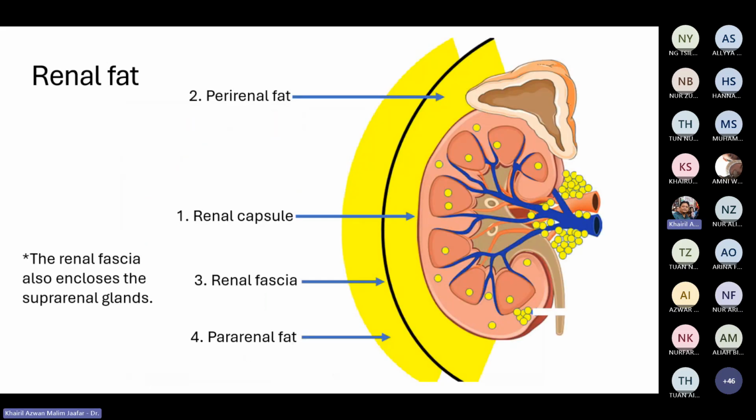Renal fat: there are four layers of renal fat. The renal capsule is directly adjacent to the kidney. And then we have the perirenal fat, which encompasses both the suprarenal gland and the kidney. And then the renal fascia, and also the outermost fat layer is the pararenal fat.